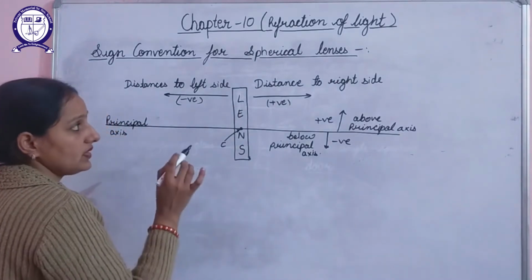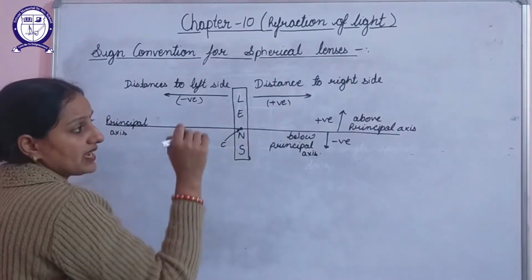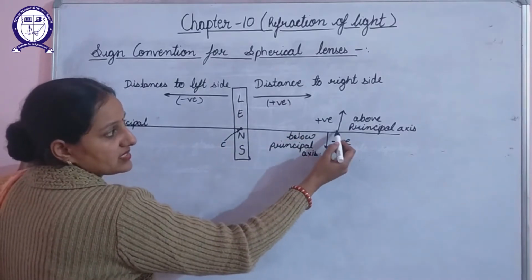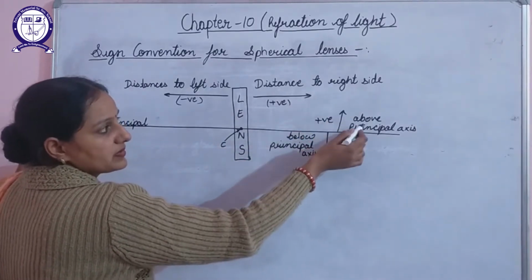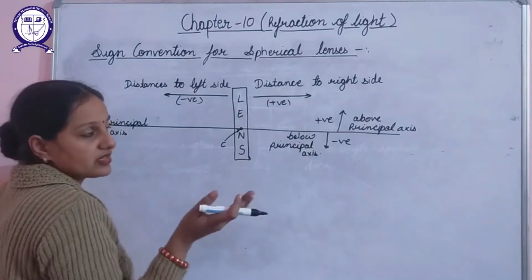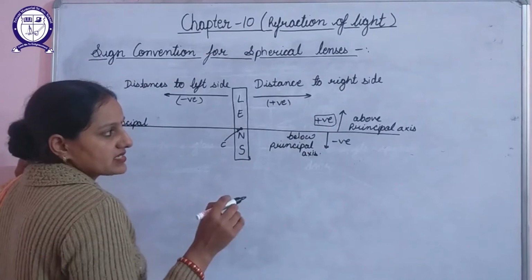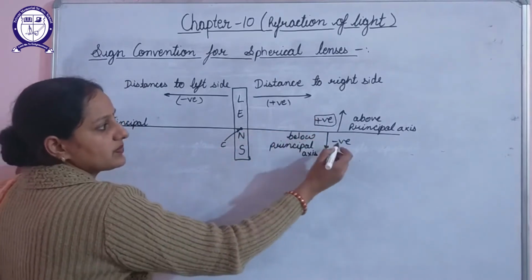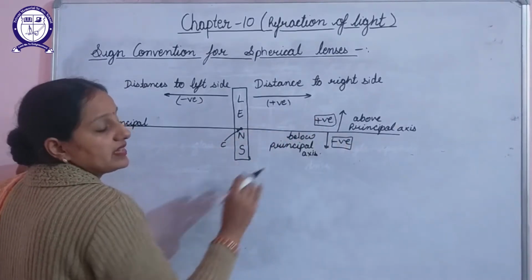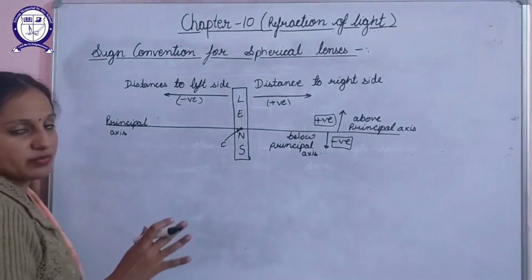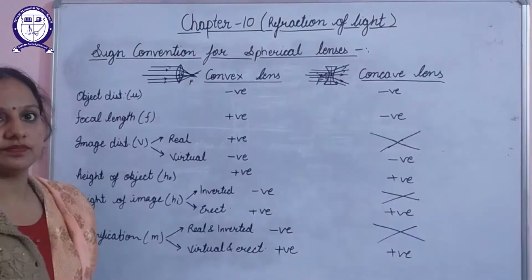positive. If we talk about the height, the heights are the distances measured above the principal axis, that means in the upward direction of the principal axis, and they will be taken as positive, and the distances measured below the principal axis will be taken as negative. So these 4 points we have to remember for sign convention.